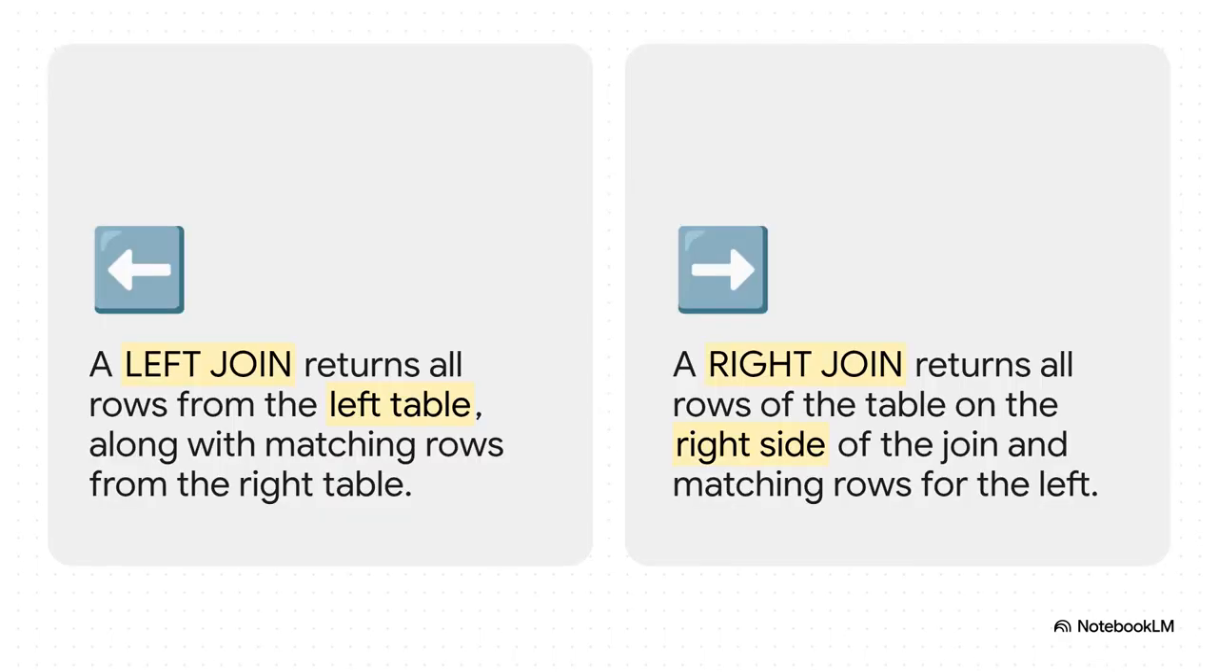And a right join? Well, as you've probably guessed, it's the exact mirror image of this. It keeps everything from the right table and fills in any gaps from the left with null. So if your boss had asked, "Show me all the departments, even the ones with no employees," a right join would have been the perfect tool.